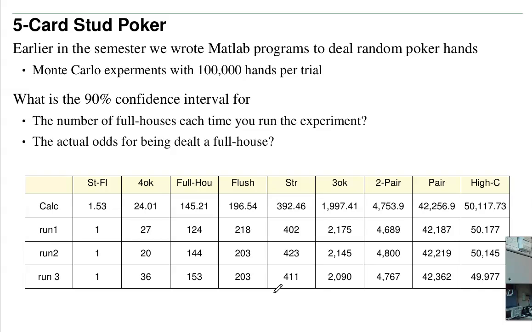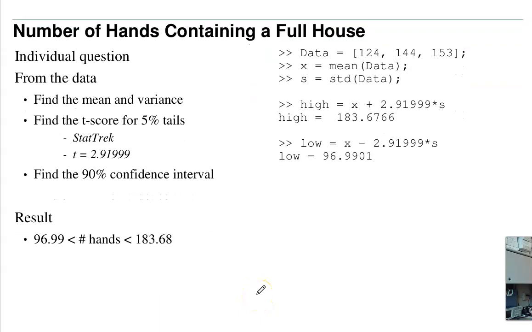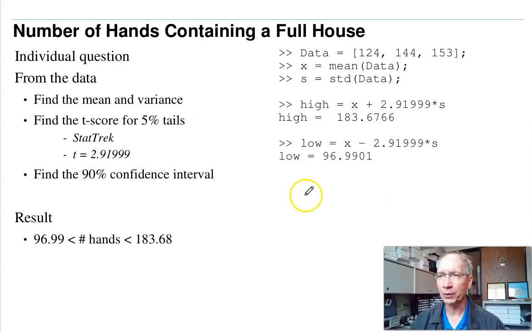Suppose I don't know what the actual odds are. Can I calculate those odds using a t-distribution? Well, let's look at full houses. So if I want to know how many times I'll get a full house when dealing out 100,000 hands of poker, that's an individual question. What I'll do is take the data that I had before.